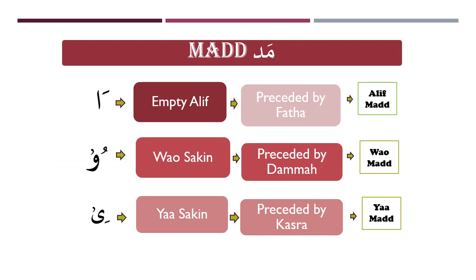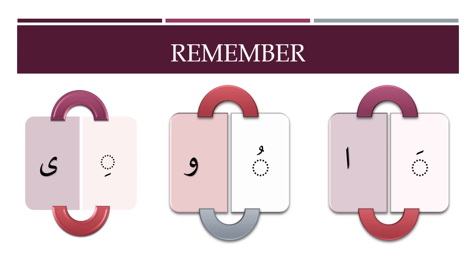An empty alif preceded by fatha is alif mad. A waw sakin preceded by a dhamma is waw mad. A ya sakin preceded by kasra is ya mad. An easy tip to remember mad letters is that all three mad letters, alif, waw, and ya, take the haraka of their matching sounds. The sound of alif is a, and the haraka that matches that sound is fatha. Likewise, the waw sound matches with dhamma, and the ya sound matches with kasra.